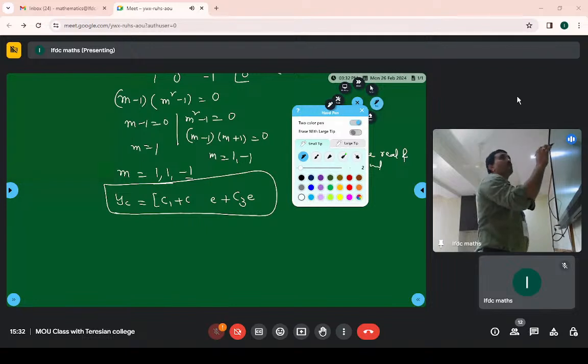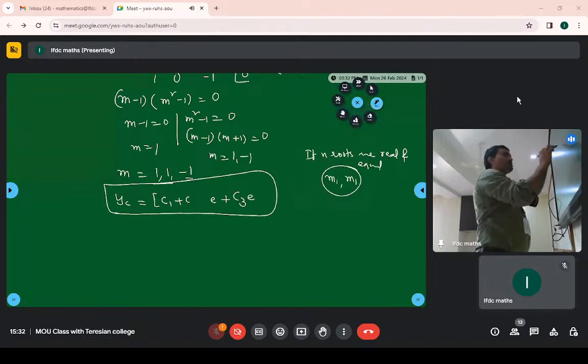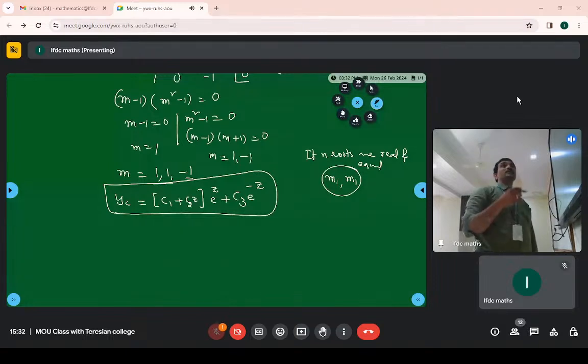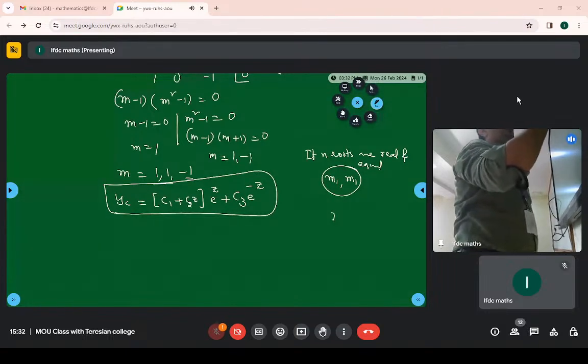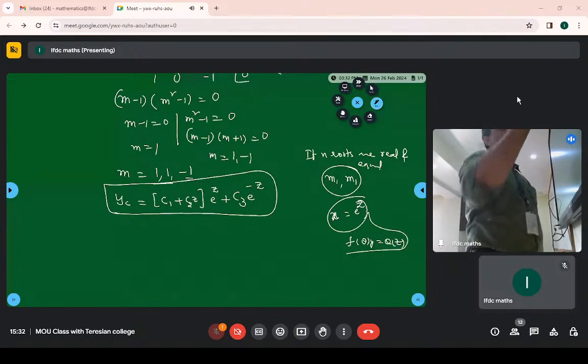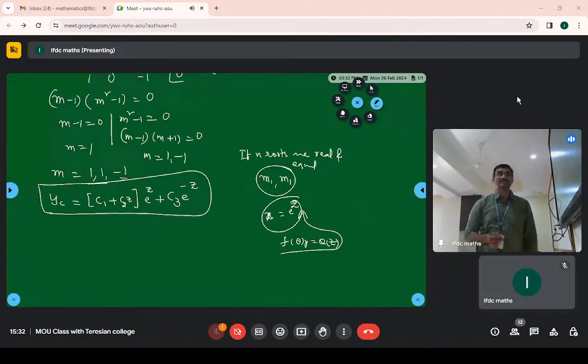So can you tell me C1 plus C2z into e power z plus C3 e power minus z. Because why am I taking z's? I took x equal to e power z. My answer, I compared f of theta into y equal to q of z. I have written in z. Now my question: how to make it in terms of x? This is in terms of z. How to make it in terms of x?